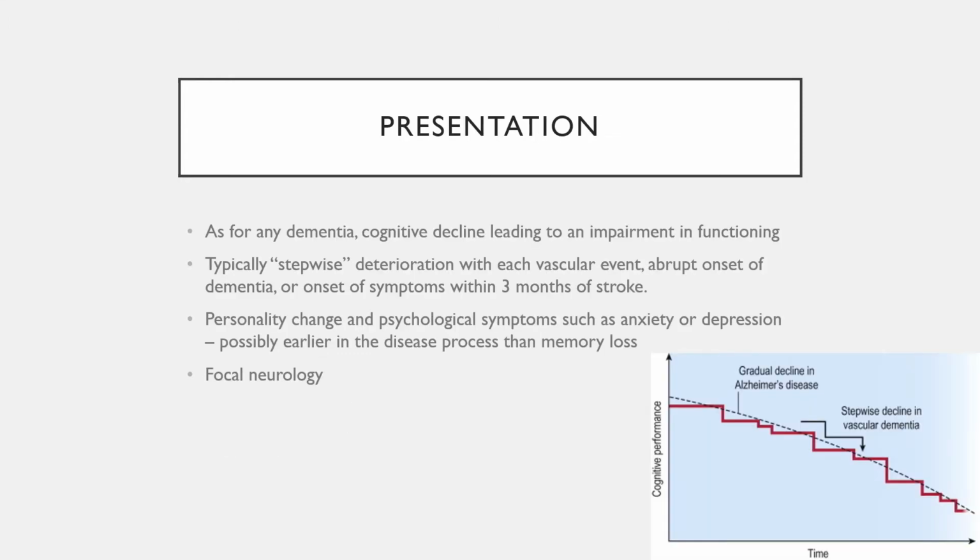So the presentation of vascular dementia, you tend to get a stepwise deterioration with each vascular event, but other presentations include an abrupt onset of dementia, and if you have symptoms that start within 3 months of a stroke, that's also quite commonly vascular dementia. As for any dementia, you need that dementia syndrome, so a cognitive decline which causes a functional impairment. In vascular dementia, symptoms like personality change and psychological symptoms are often much earlier in the disease process than the memory loss, and you can also get focal neurology due to the vascular events in the brain.